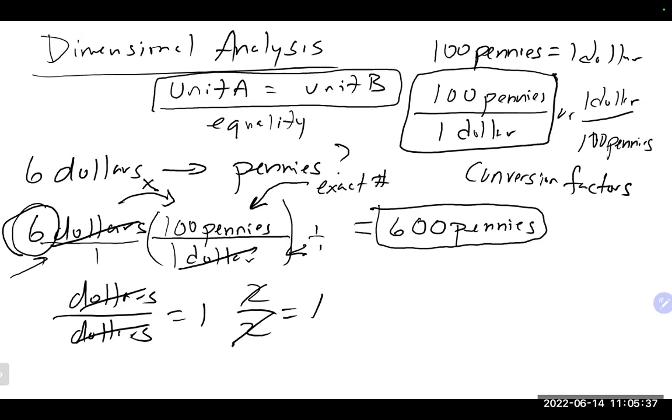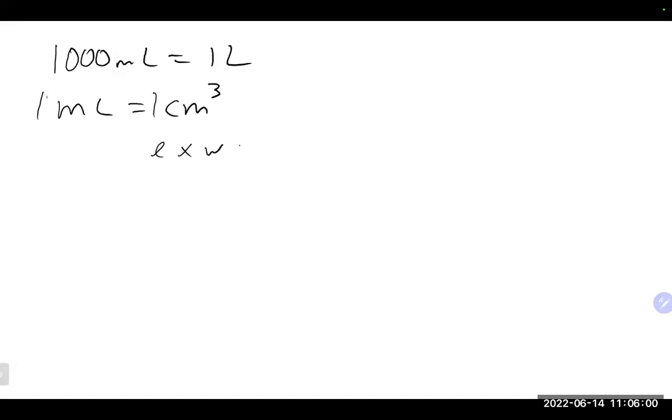Now, there are lots of equalities that we commonly come across in chemistry. 1,000 milliliters is 1 liter. That's one we use a lot. A milliliter is the same as a cubic centimeter. Those are both volumes. A cubic centimeter is taken by length times width times height. Each of these is a length measurement, but when you multiply them together, you get a volume.